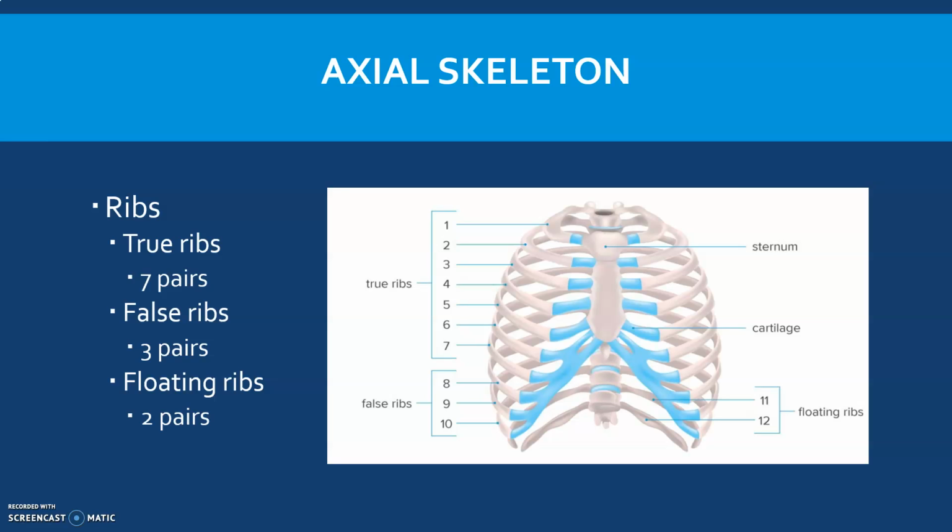The axial skeleton also consists of the thoracic cage, which includes 12 pairs of ribs and the sternum. The first 7 pairs are called true ribs. The costal cartilage of these ribs joins directly to the sternum. The next 3 pairs are called false ribs. The costal cartilage of the false ribs is attached to the 7th rib. The last 2 pairs are called floating ribs because they are not connected to costal cartilage or the sternum.